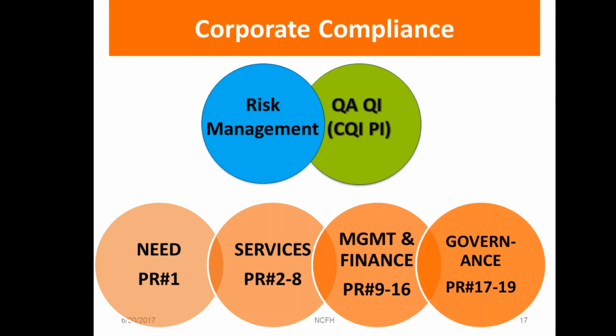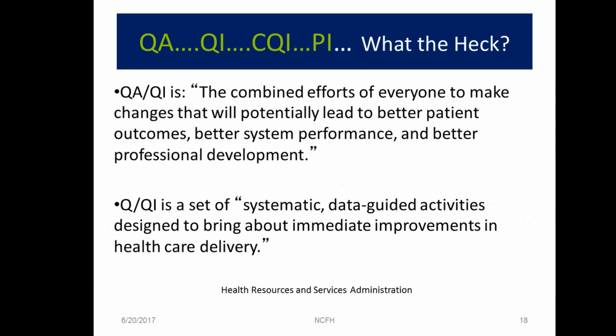They function as systems together. So QA, QI, CQI, PI, what the heck? What do these things mean? So for the initiated, quality assurance, quality improvement, continuous quality improvement, and performance improvement. These terms, as I said earlier, are sometimes used interchangeably.